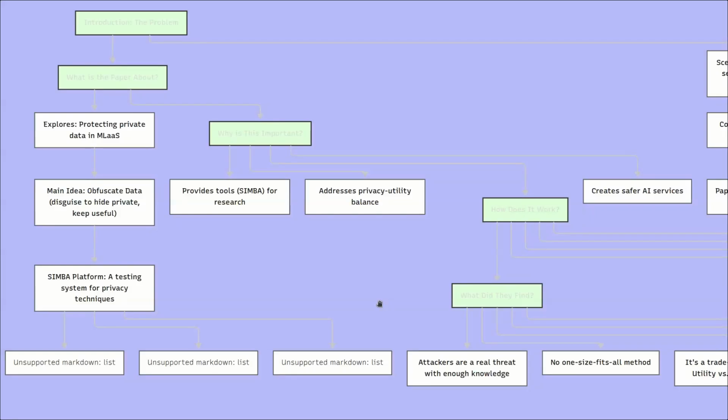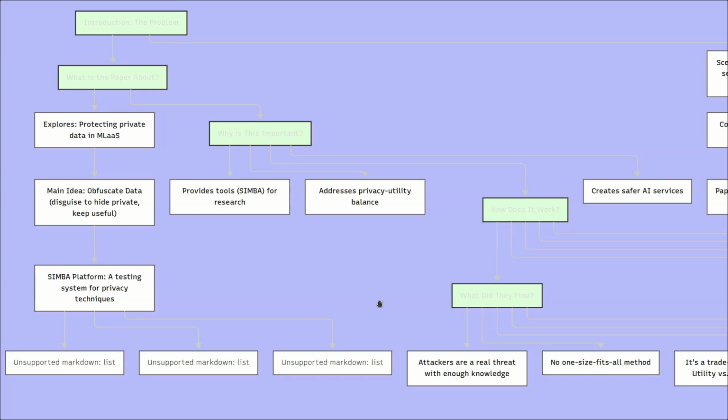Hi everyone. In today's video, we are going to talk about the paper SIMBA, which is Split Inference, Mechanisms, Benchmarks and Attacks. This paper was authored by Abhishek Singh and his colleagues from MIT Media Lab, Camera Culture Group, and was presented in ECCV 2024, addressing a critical challenge in MLaaS, which is also called Machine Learning as a Service, safeguarding sensitive user data during cloud-based inference.